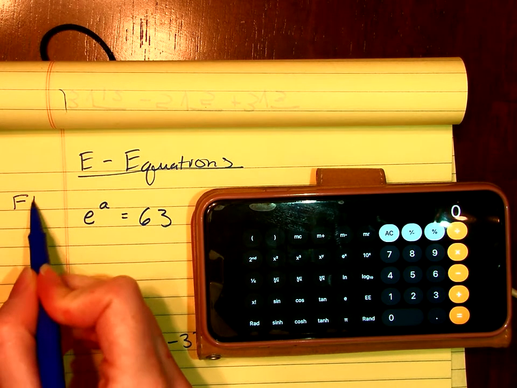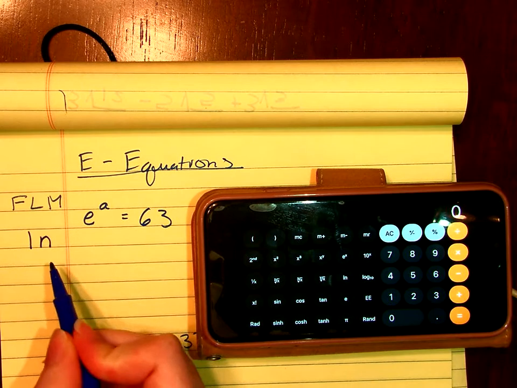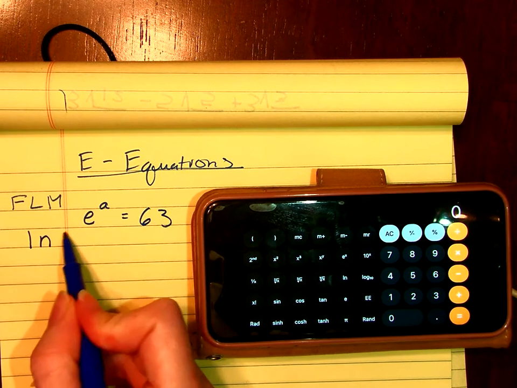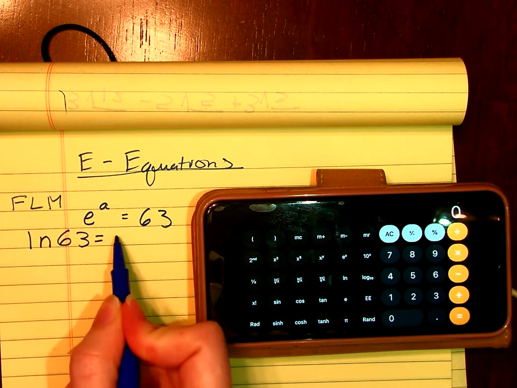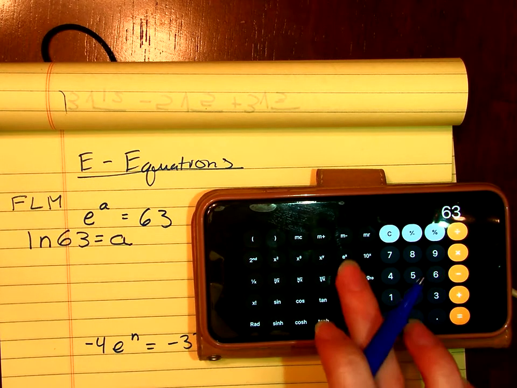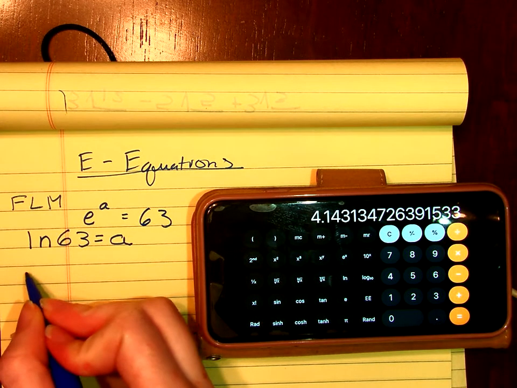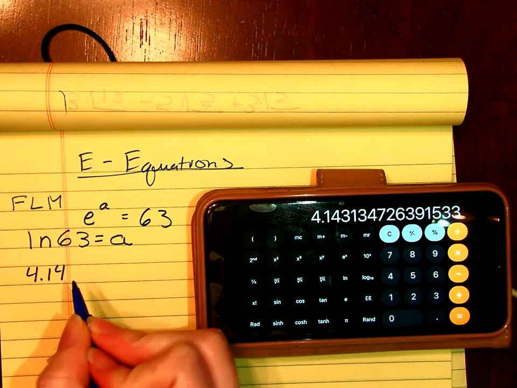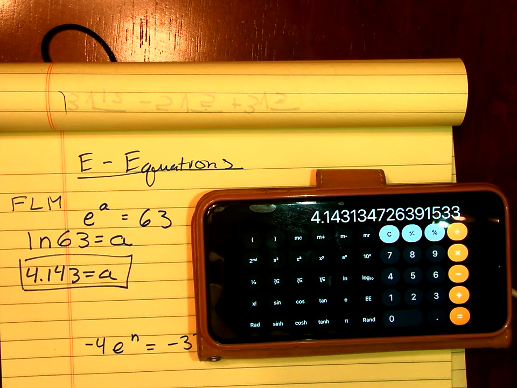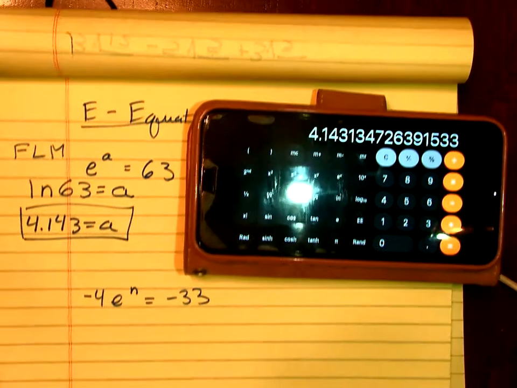So again, we always want to follow the first, last, middle rule. So first, natural log, which remember is the same as log base E, of last, 63, equals the middle, A. And now I can just plug into my calculator natural log, that ln button, of 63 gives me that A is 4.143, and I'm done. So all you're doing is you're transforming these exponent equations into log equations in order to be able to solve it.